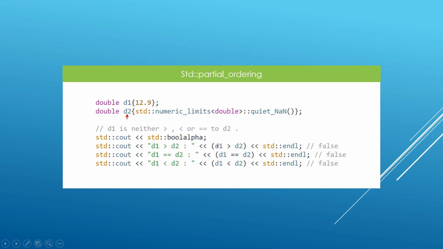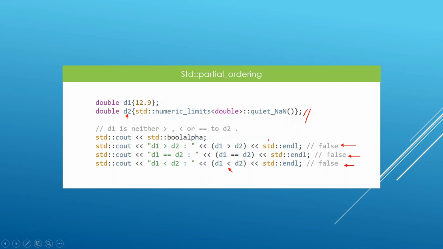If we do that and say is D1 greater than D2, we're going to get a false. If we try and use the equal operator and say is D1 equal to D2, that's going to be a false, because we can't really compare any double value to a non-value. This is the whole point here. If we try and compare using the less than operator, we're also going to get a false.